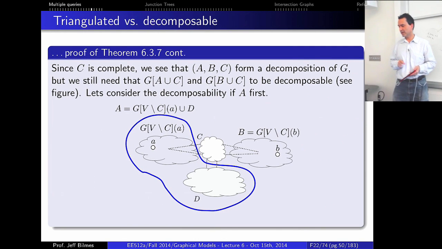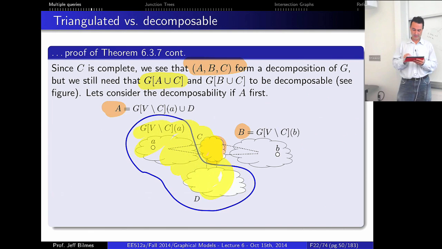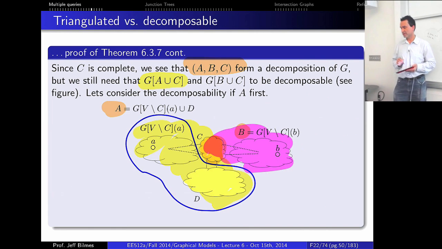So here's the same picture again. C is complete, right? Therefore, using this definition of A, here's A again, here's C, and here's B, that forms a decomposition of G. But that doesn't mean it's decomposable. In order for it to be decomposable, it needs to be the case that both the subgraph induced by A and C, which would be all this stuff here, and the subgraph induced by B and C, which would be all this stuff here, are also decomposable.